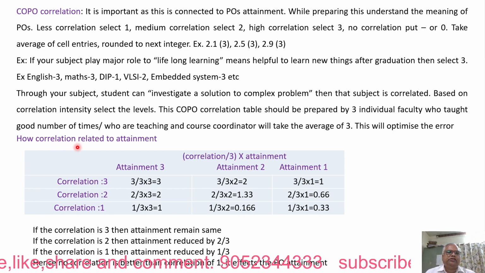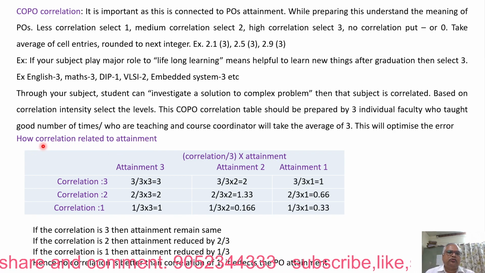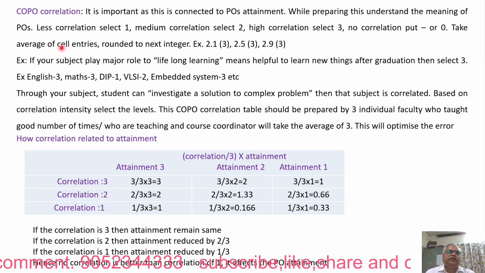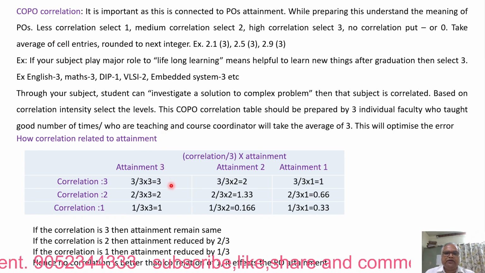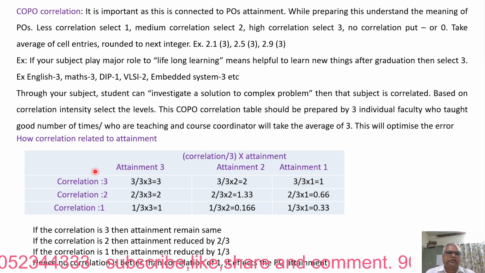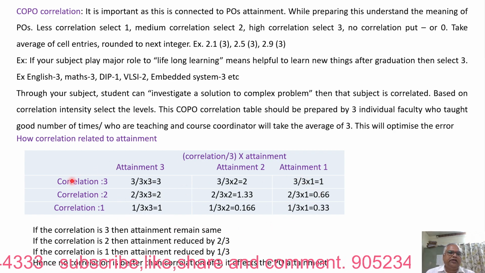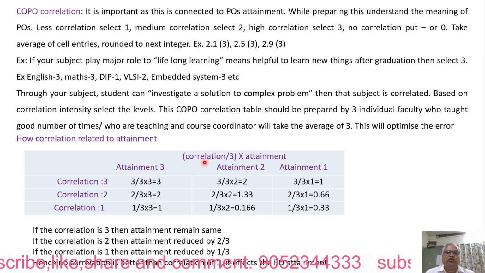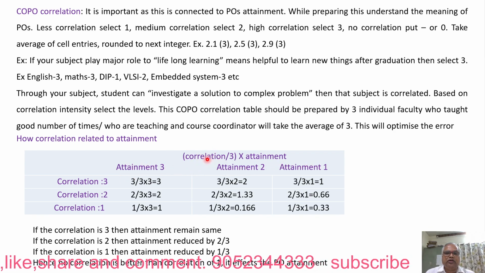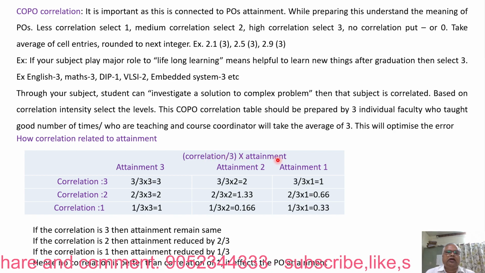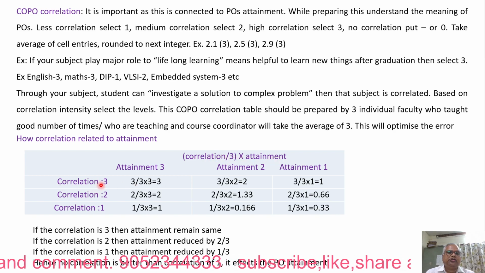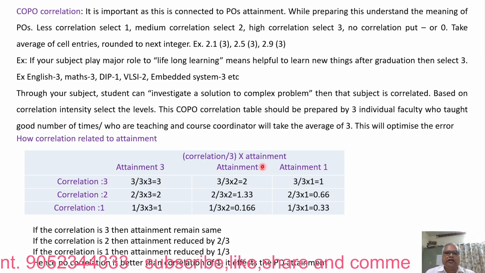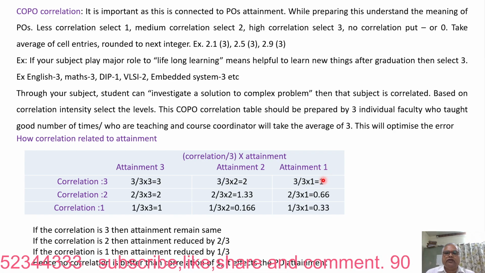How is correlation related to attainment? These correlation numbers are directly related to attainment. That's why this CO-PO correlation table is very, very important. This table will take care of everything. On this side I have written correlation, on this side attainment. Correlation is mapped to attainment as correlation divided by 3 into attainment. For example, if correlation is 3, attainment 3 gives 3, attainment 2 gives 2, attainment 1 gives 1.